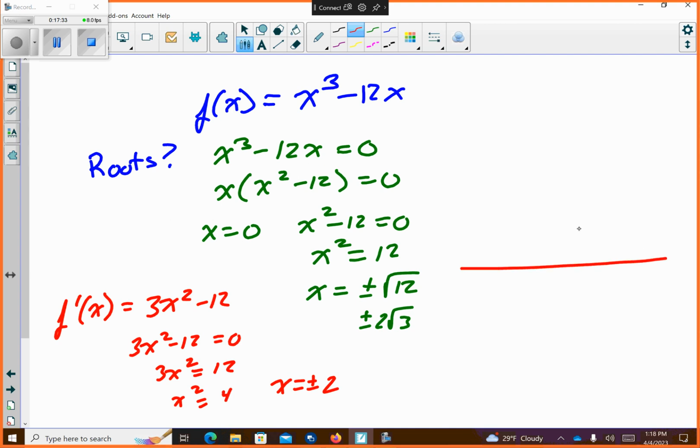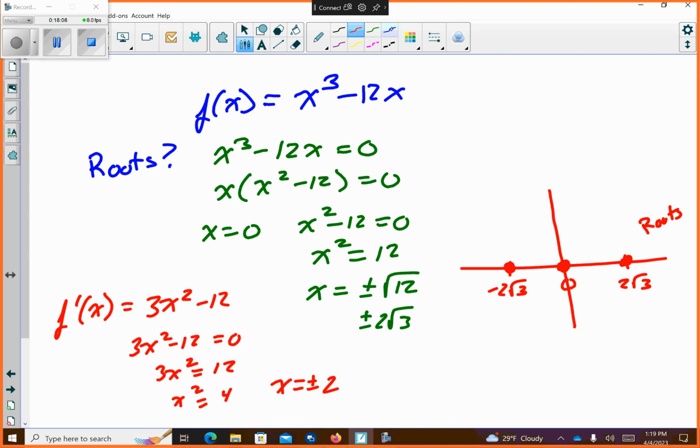Our original function, we have roots at 0, and then 2 root 3, 0, and negative 2 root 3. Those are roots. So the graph has to come down to negative 2 root 3 or go up to it. It has to somehow change directions and go through 0. It has to somehow change directions and go through 2 root 3. So those are my roots right now. Okay, roots of the original.